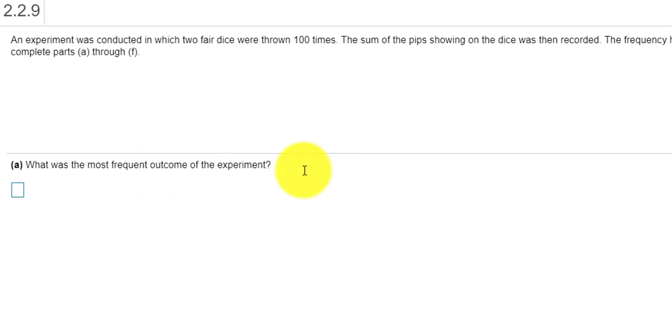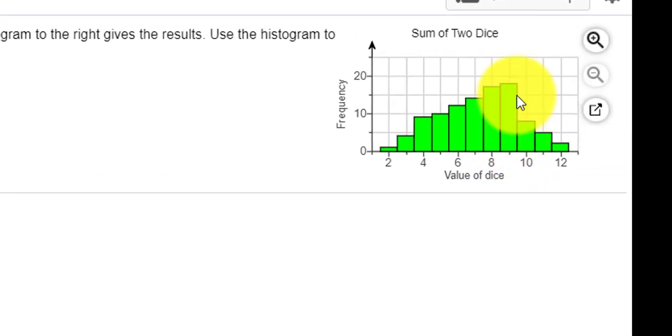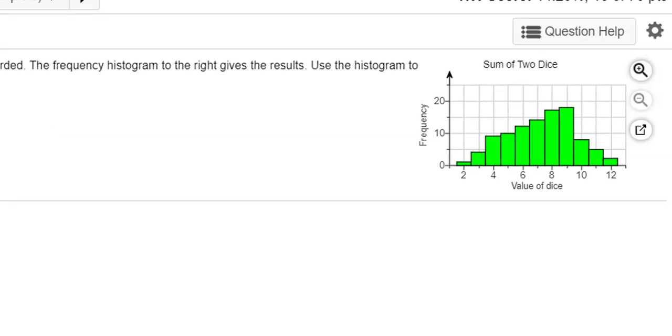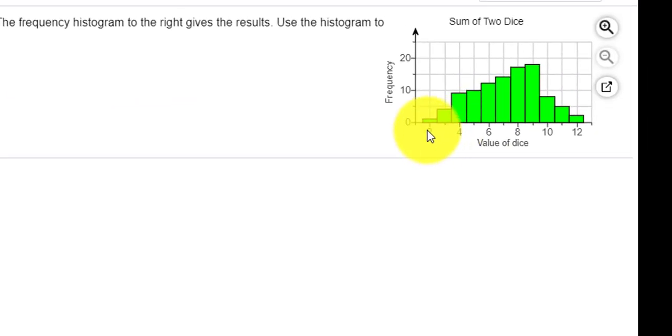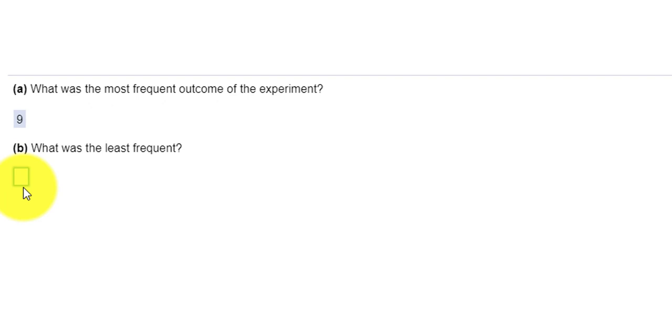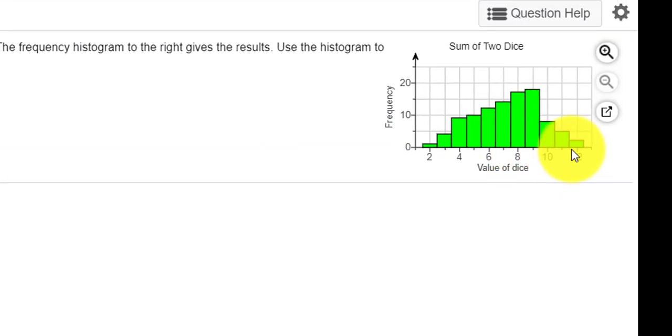So what was the most frequent outcome? That looks like this one, which is 9. Because it's 2, 3, 4, 5, 6, 7, 8, 9 is the highest bar. Excellent. What was the least frequent? That looks like this one, 2. Because 12 is a little bit greater than this 2 here.